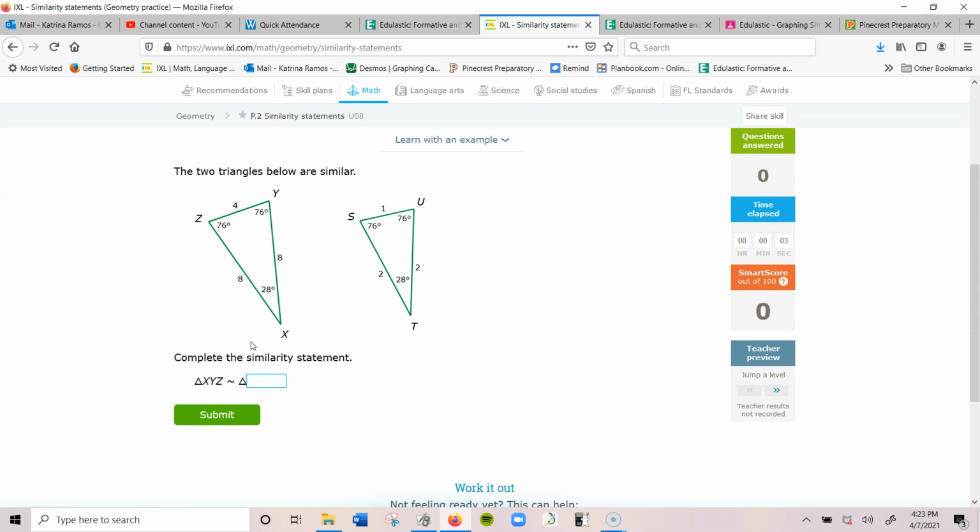In order to write a similarity statement, it's the same thing as writing a congruency statement. Your corresponding sides must be written in the same order. So if this is going from X, Y, Z, see how it goes from the 28 degrees to then 76 and 76, this is going to be TUS.